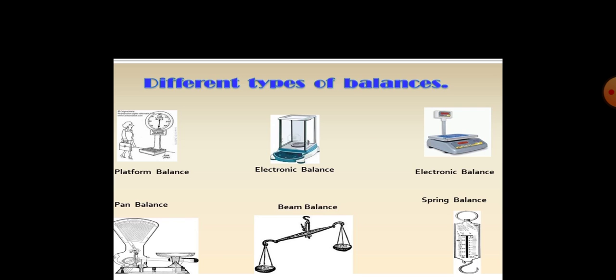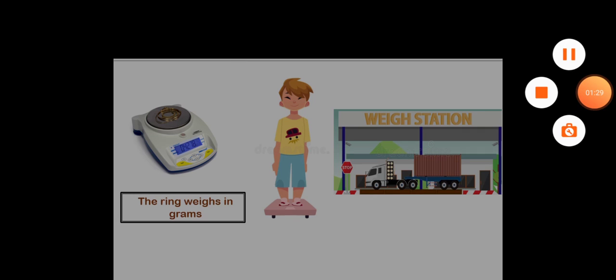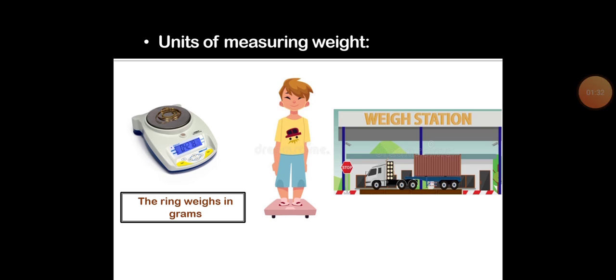And here we have different types of balances or scales. I have the platform balance, or electronic balance, or beam balance. There are different types of balances. So here are the units of measuring weight.